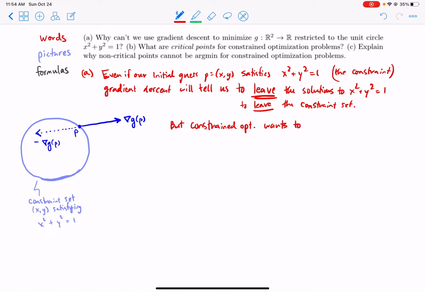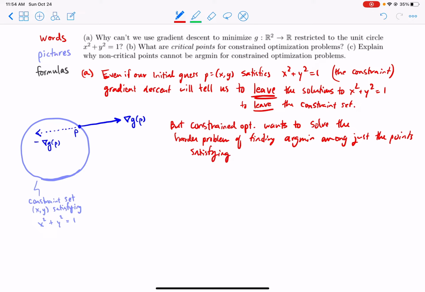But constrained optimization wants to solve the harder problem of finding an argument that also satisfies some condition, some constraint. Or really finding an argument among just the points satisfying the constraints. So this is a much harder problem. Okay.